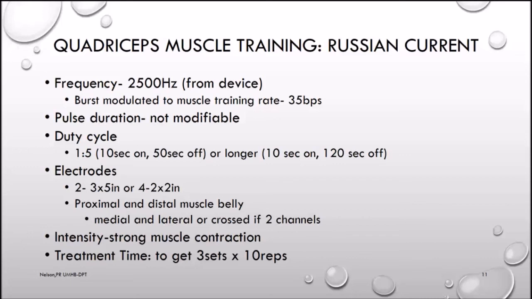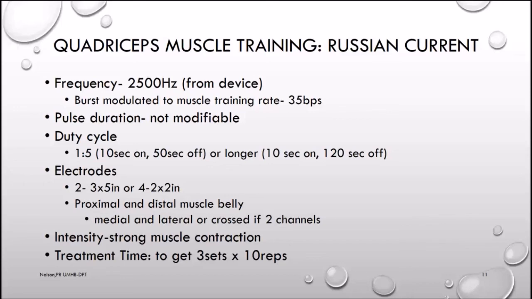The electrodes that I want to choose, I can use 2 larger electrodes or 4 smaller electrodes. For large people, I might need 4 large electrodes. Again, you want to have the current going through the area that you need. In this case, I'm going to set it proximal and distal on the muscle belly and try to cover both the medial and lateral quads muscles.